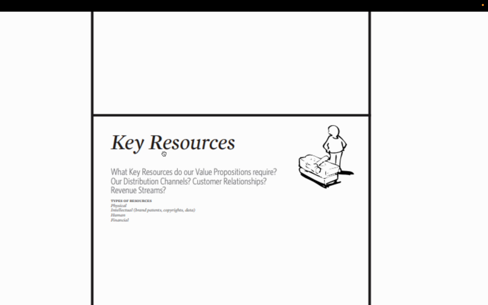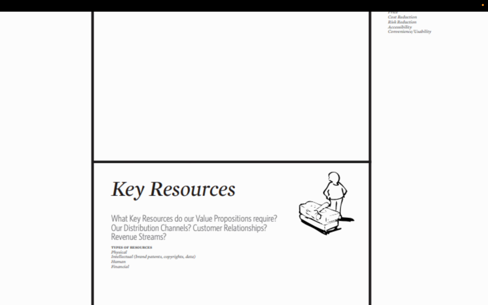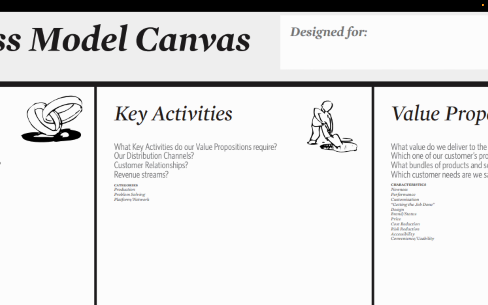Key resources, this is very simple. What do you need to create your business? For example, maybe you need supplies, construction. Maybe you need an app developer. These are things like, what do you need? Key activities, what things do you need to do to make the business come to life?